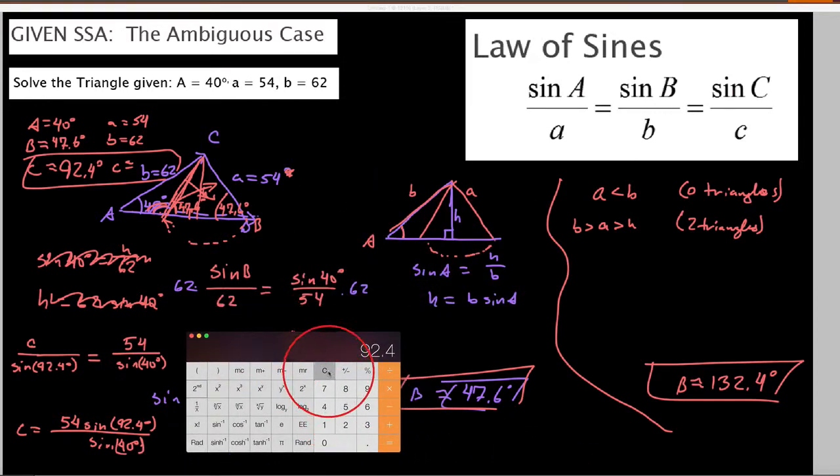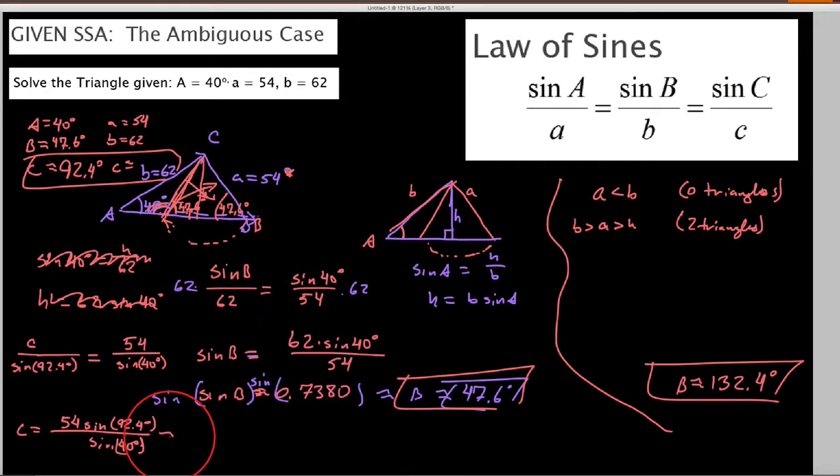So we get the sine of 92.4, times 54, and we'll divide that by the sine of 40 here. And we get about, I'd say, 83.9. So 83.9, and this is in units. Is this reasonable when we look at all of these values and look at this triangle over here? Yeah, we say lowercase c would be about 83.9. That makes total sense.